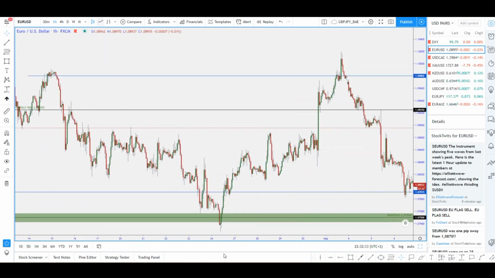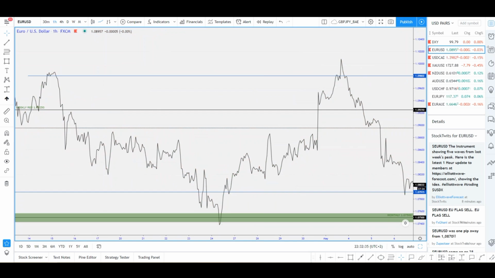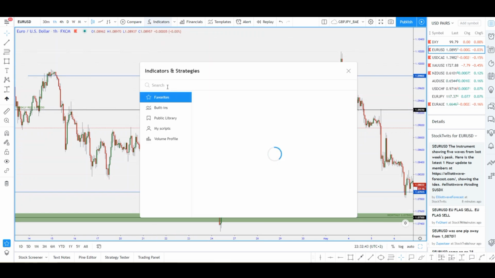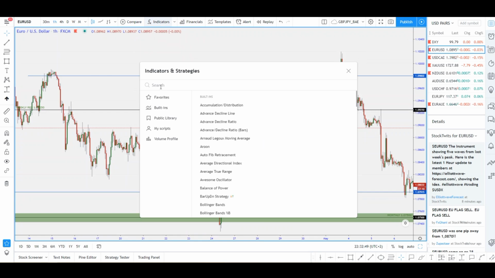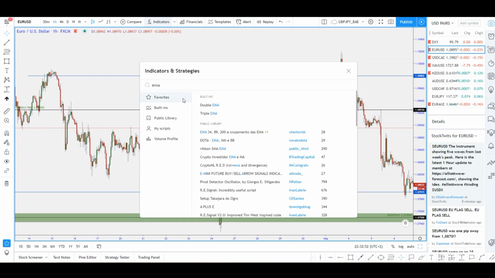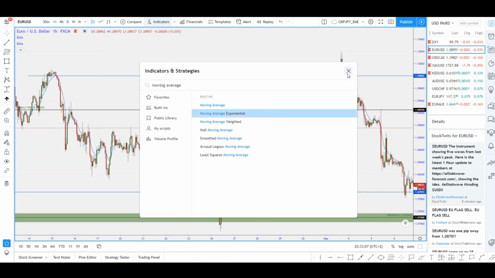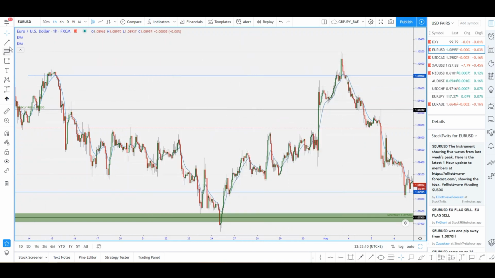We have two moving averages that we use. Please click on the indicator tab and type in moving averages. These are EMAs, so even if you type EMA, let's keep it simple. Type moving average, and select the exponential moving average. Select it again, so you click on it twice so that you have two moving averages.